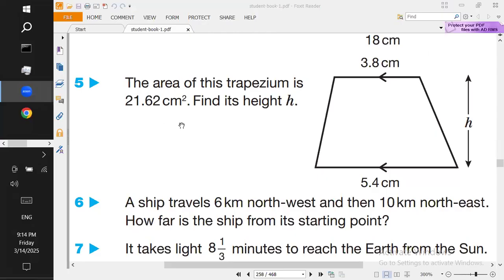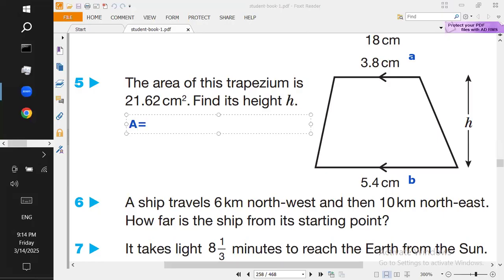The area of this trapezium, as we said, is 21.62 centimeters squared. Find its height, h. Now this is the height h, and we understand that this is a trapezium. A trapezium has two bases. The short base, which is here, we call A, and the long base, which is over here, we call B.